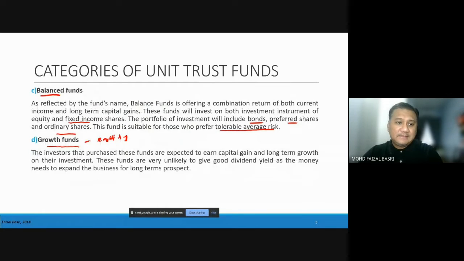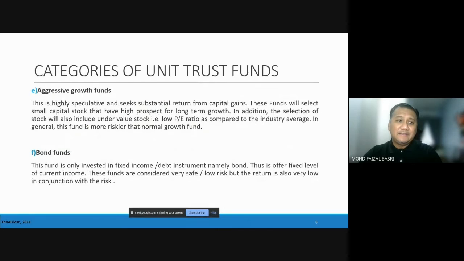And a subcategory of growth, we have aggressive funds. Okay, for aggressive funds, it will invest in stocks that are very speculative. Because for aggressive funds, the managers will play a very hands-on approach, as they will always keep on buying and selling stocks to get quick returns.